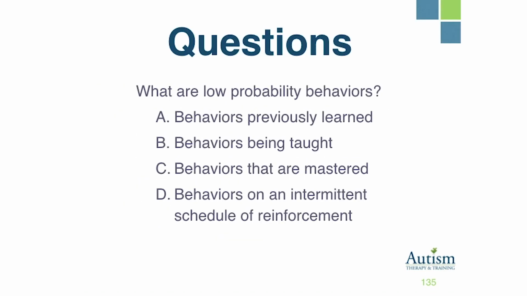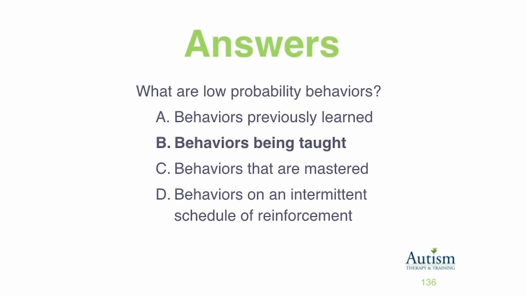What are low probability behaviors? A, behaviors previously learned. B, behaviors being taught. C, behaviors that are mastered. D, behaviors on an intermittent schedule of reinforcement. And the correct response is B, behaviors being taught.